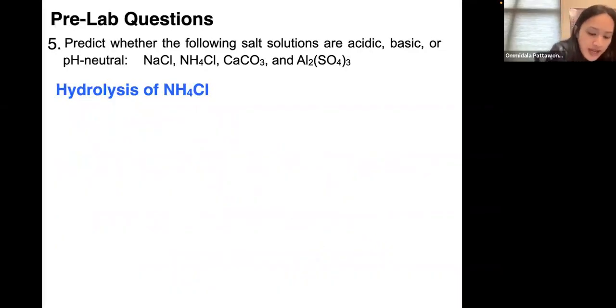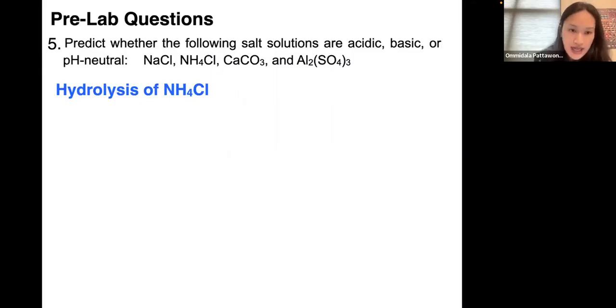Again, how do you know it's salt? Well, it contains a cation and an anion, right? Ammonium is the cation, one of the polyatomic cations, and then we have chloride. So in this case, the first step is to separate them, because we need to use each of those ions to react with water at the end.